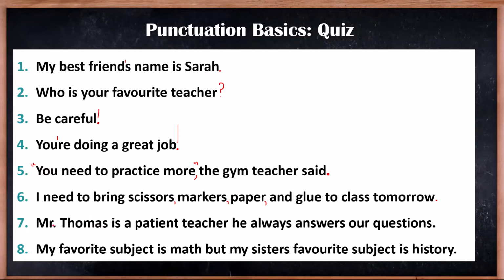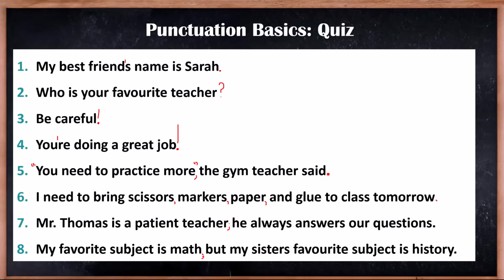Now here we have Mr. Thomas is a patient teacher. He always answers our questions. We have 2 independent clauses. We can't just add a comma here because that's called a comma splice and it's incorrect, but we can add a semicolon. And finally, my favorite subject is math, comma, but my sister's favorite subject is history.